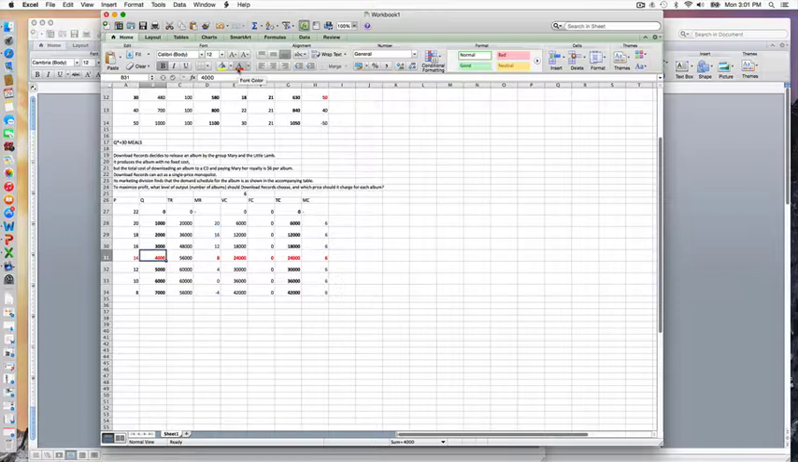Okay, so this is what we were asked to solve for. So Q star equals 4,000 albums. Okay, and P star equals $14, 14 per album.